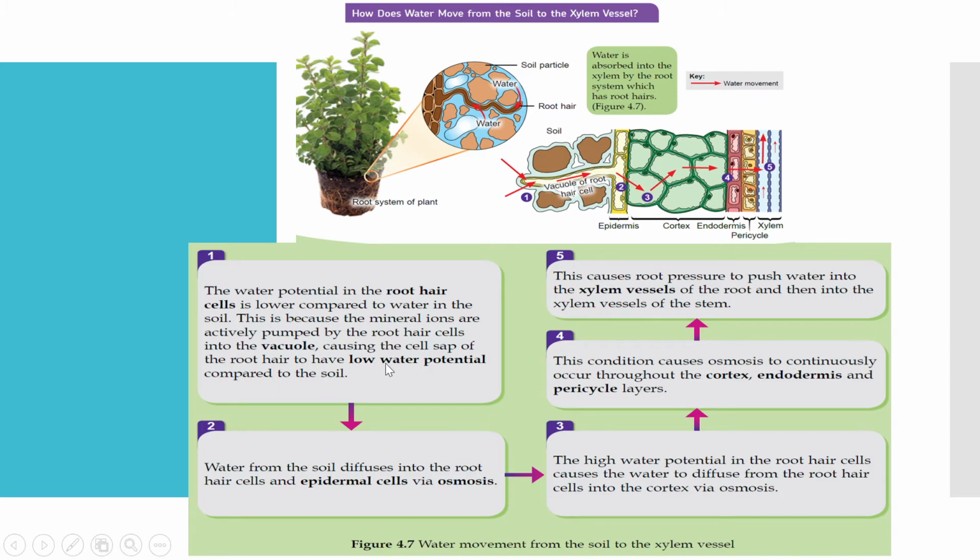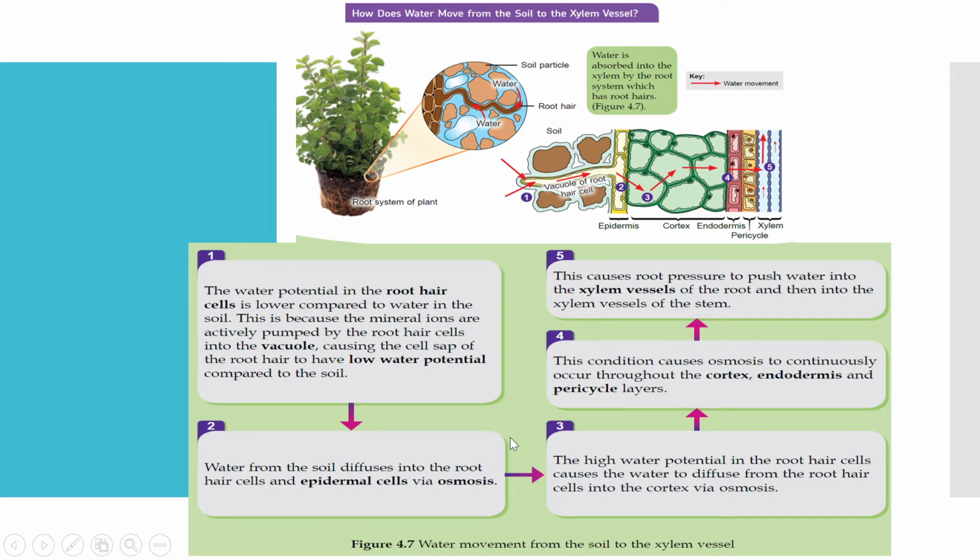That's why. Then number two, what happened here is that, having compared the difference in the concentration of the solution in these two compartments, next you have to determine the movement of water. This one is high water potential, this is low water potential. So you say water from the soil diffuses into the root hair cells and epidermal cells through osmosis. It is by means of osmosis.